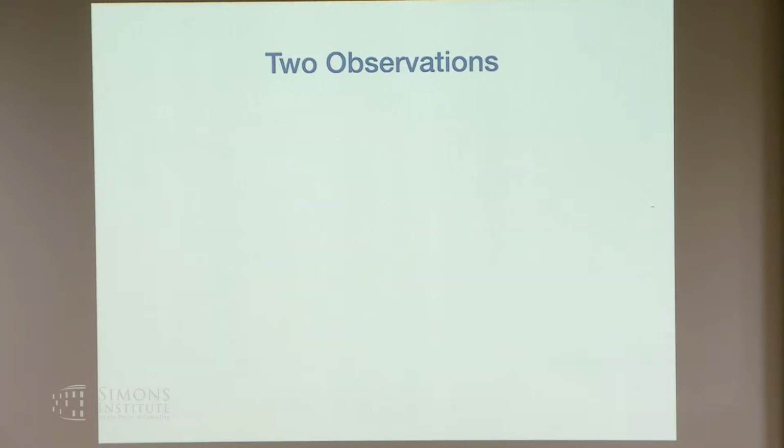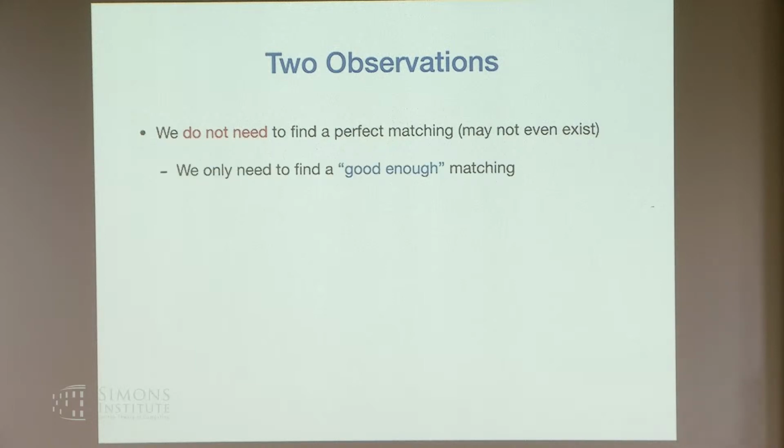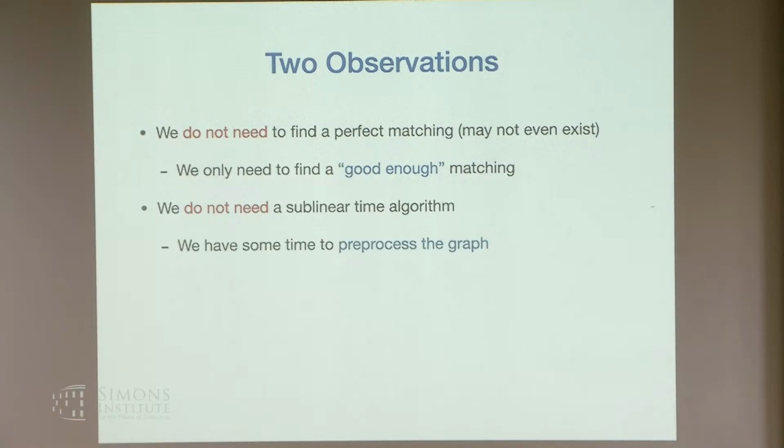But there are two observations. One is that we really don't need to find a perfect matching. It may not even exist. We have to find a good enough matching, and I'll define it for you shortly. The other helpful thing is that we really don't need a sublinear time algorithm in each step, in the sense that we have enough time to pre-process the graph, spend some time preparing it, and after that, maybe you find each matching in sublinear time. And we are going to use both of these things.